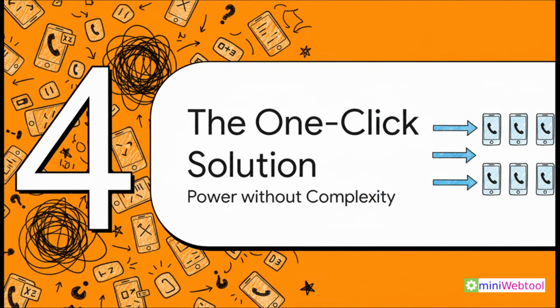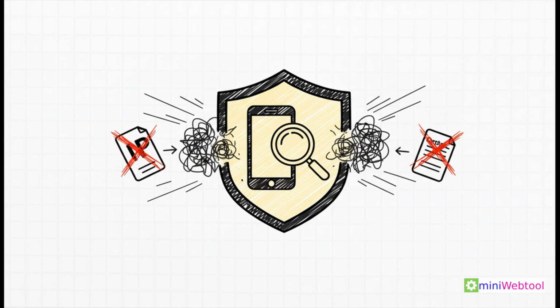Okay, I think we've all agreed the problem is huge. It's messy, it's complicated, and doing it by hand is a disaster. So now, let's talk about the solution, the way you get all the power to solve this with none of the complexity. This is where you bring in a tool that was built for this one specific job. The phone number extractor from MiniWebTool was designed from the ground up to understand every single one of these challenges we've just gone through. Its only mission is to find phone numbers and do it perfectly.